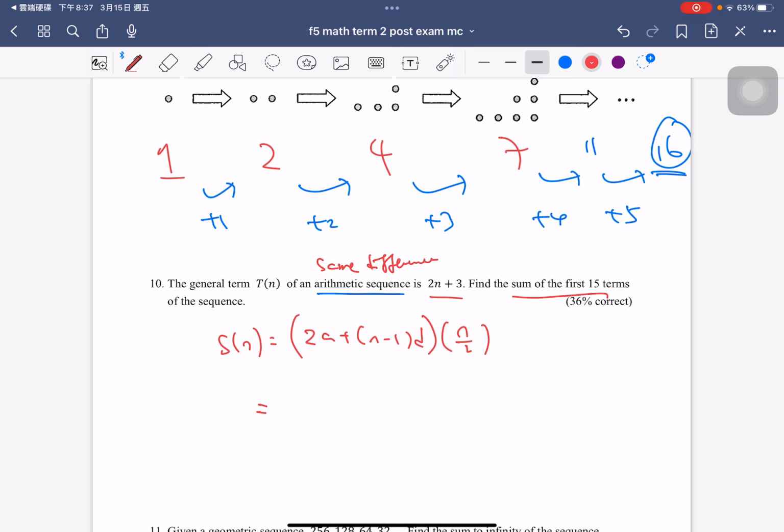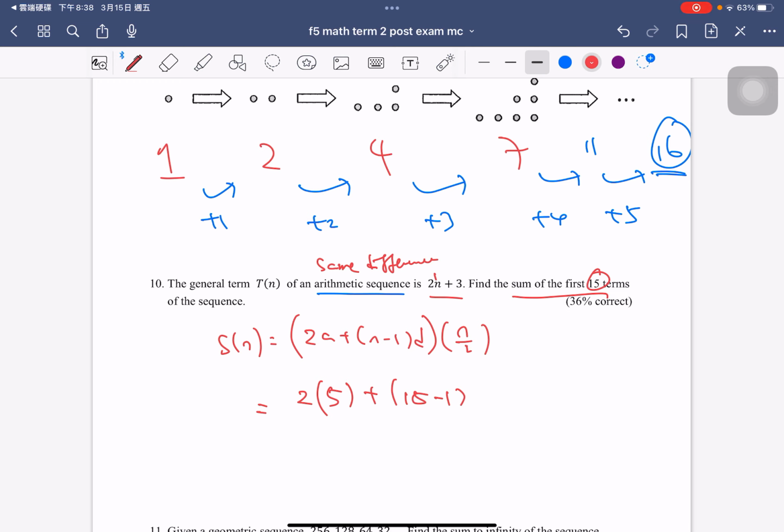So the a is actually the first term, isn't it? The first term is just equal to t1. So a is equal to t1, which means you substitute the 1 here. So we have 2 times 1 gives you 2, 2 plus 3 gives you 5. And then we add the n minus 1. The n is going to be 15. So 15 minus 1, multiplied by the difference.